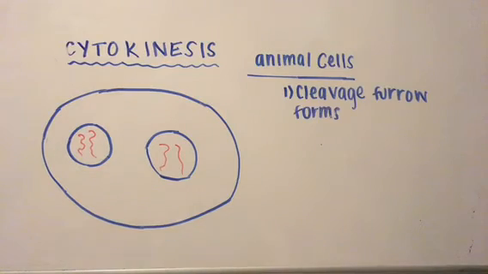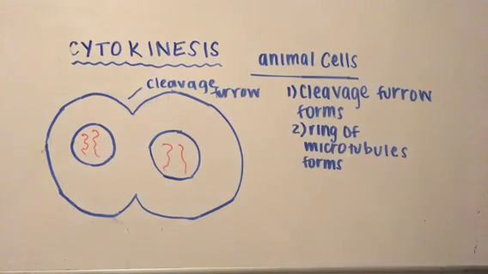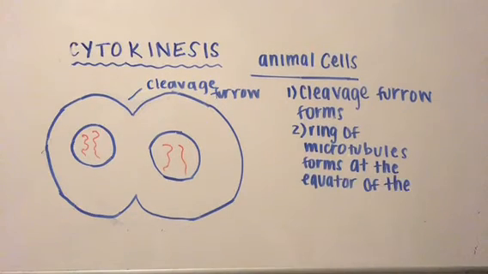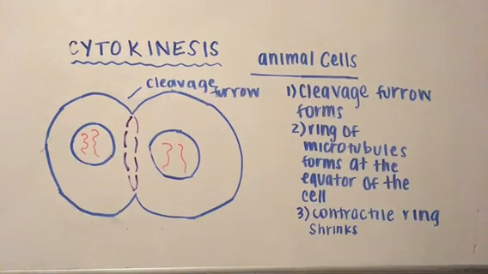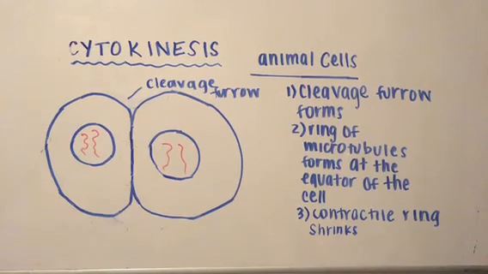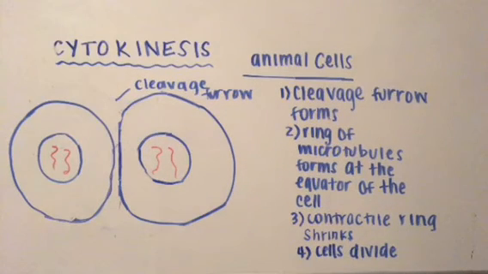First, a cleavage furrow forms. A cleavage furrow is an indentation of the cell surface. Then, a ring of microtubules forms near the equator of the cell. As this ring shrinks, the space connecting the cytoplasm of both sides of the cell gets smaller and smaller until eventually the cytoplasm splits into 2, and the initial cell has become 2 different cells.